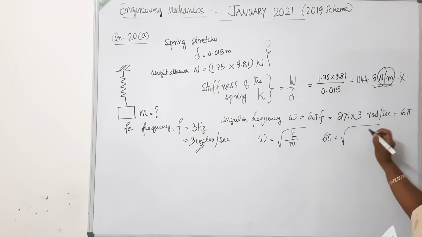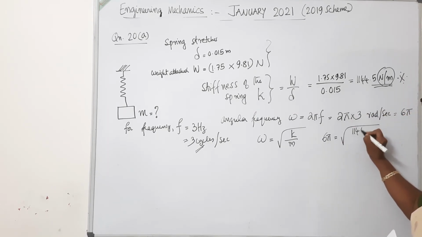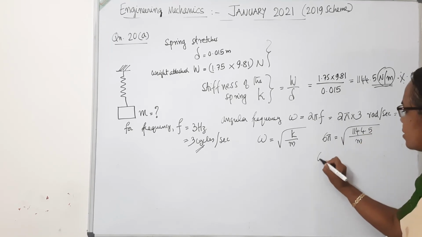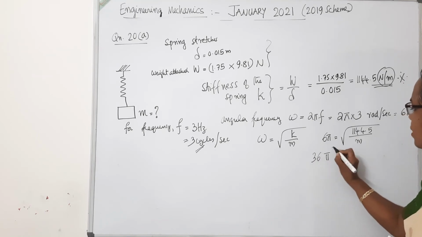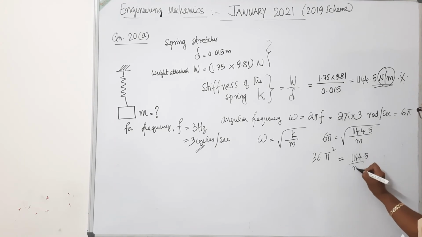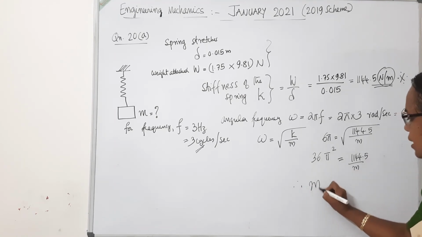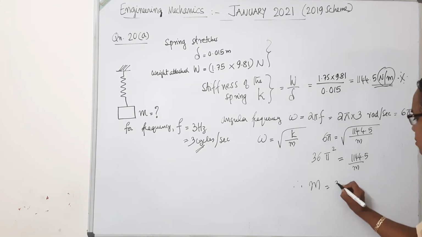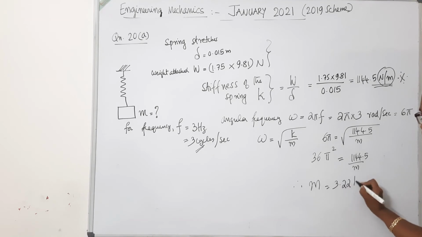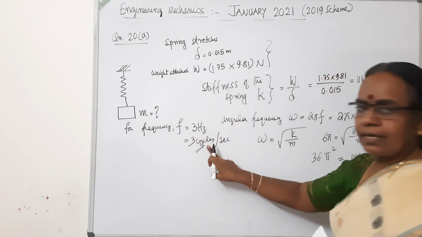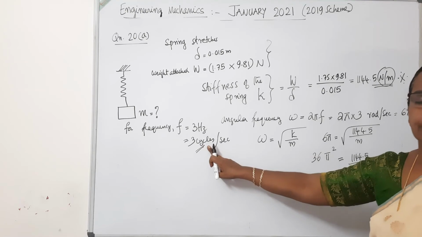is equal to square root of K, 1144.5 divided by M. Squaring both sides, we get 36 pi square is equal to 1144.5 divided by M. Therefore, M is equal to 3.22 kilogram. So when a mass of 3.22 kilogram is attached to the spring, it will vibrate at 3 cycles per second. So how much mass will be added?